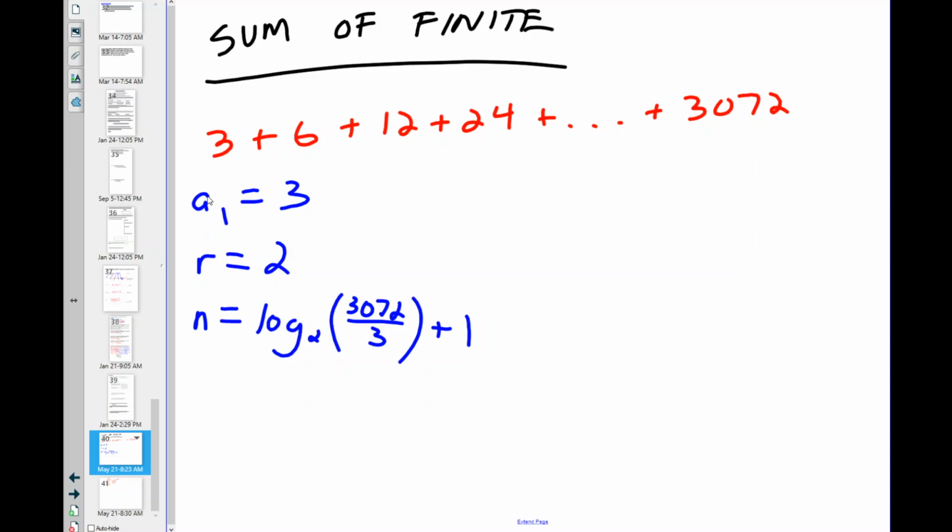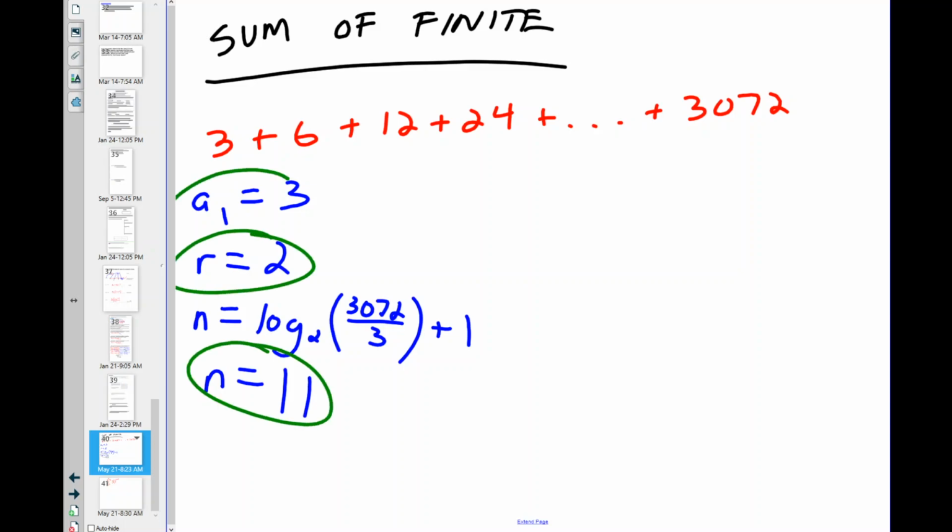But now you can. How many numbers are we gonna have here? Did we forget how to evaluate logs? Thank you. N is 11. So we have number of terms, we have common ratio, we have first amount.